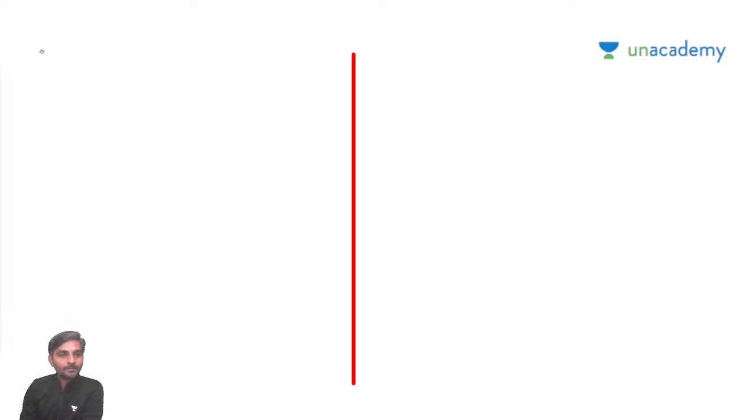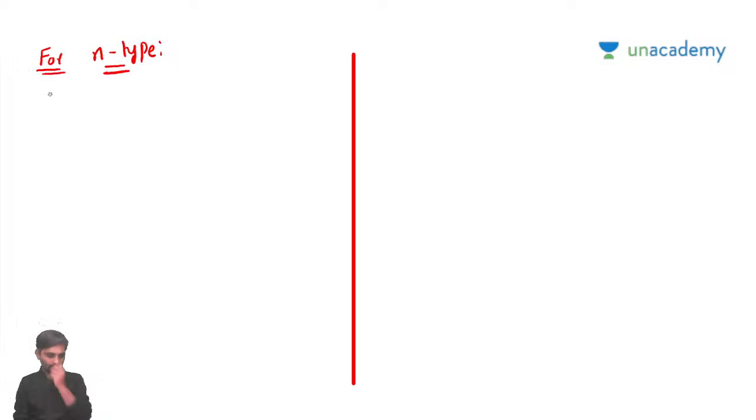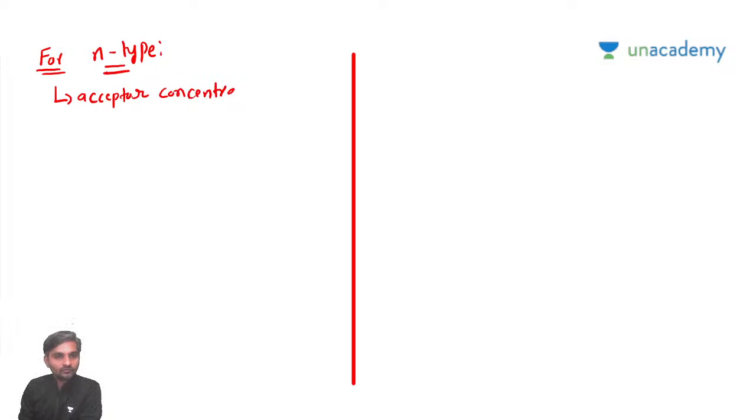Okay. For an N-type semiconductor material, so the acceptor concentration is how much, sir? For an N-type semiconductor material, acceptor concentration is approximately equal to 0. There is going to be Na equal to 0.